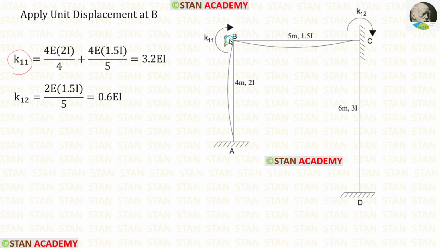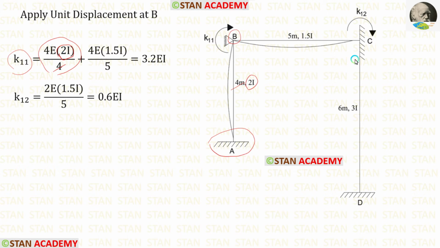For that, from the point B, we have to look at the other ends. In the end A, there is a fixed support. If the far end is fixed, the formula for the stiffness is 4EI upon L. Length of AB is 4. Let us apply that. The moment of inertia for AB is 2I. So instead of I, we have to apply 2I.